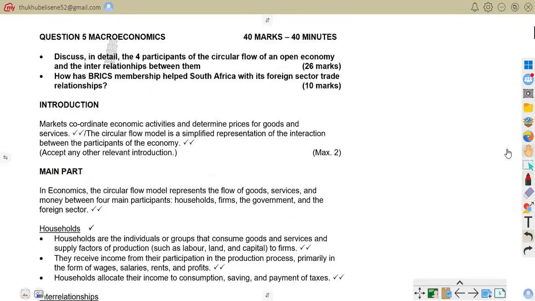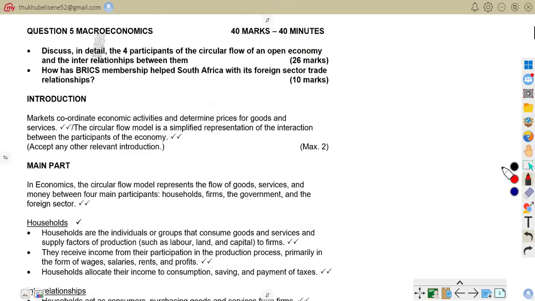Here we are on our answers. Question 5, macroeconomics. The question says we are to discuss in detail four participants of the circular flow of an open economy and the interrelationships between them, and how BRICS membership helps South Africa with its foreign sector trade relationships. Like you've said, your essay must have an introduction. So now we said in the introduction you have to define the keyword concept of the question. This is how our introduction is going to be.